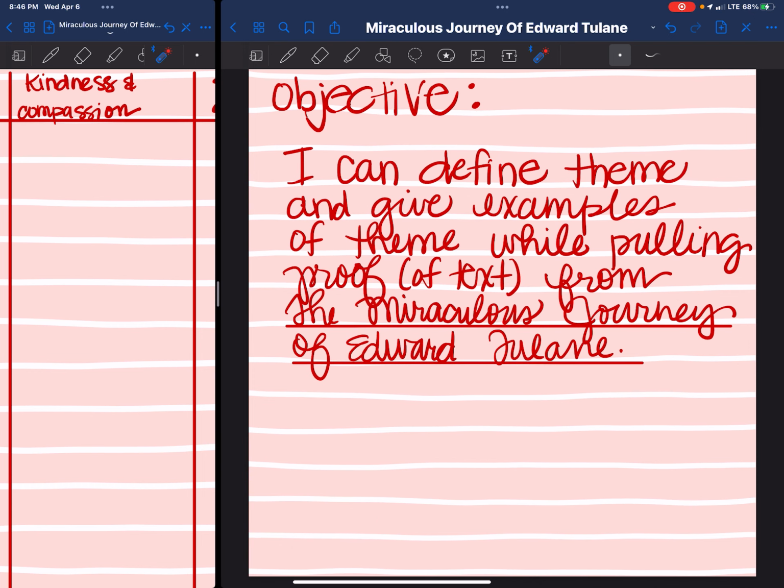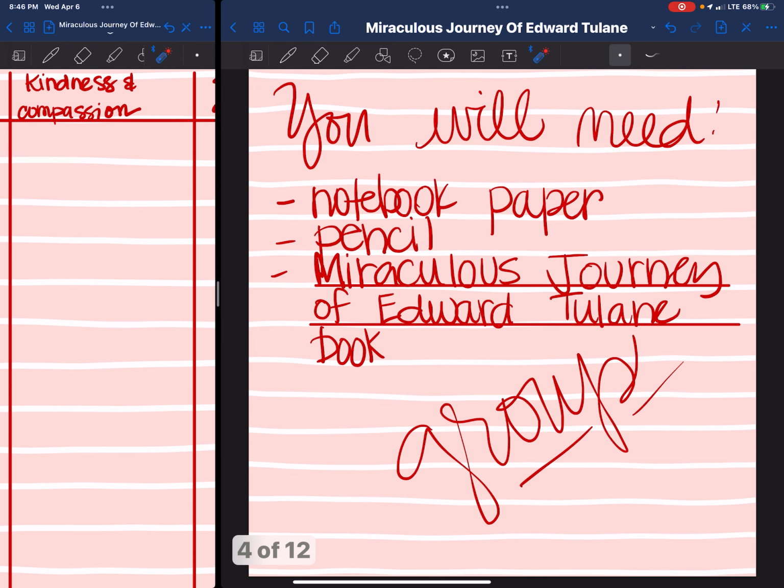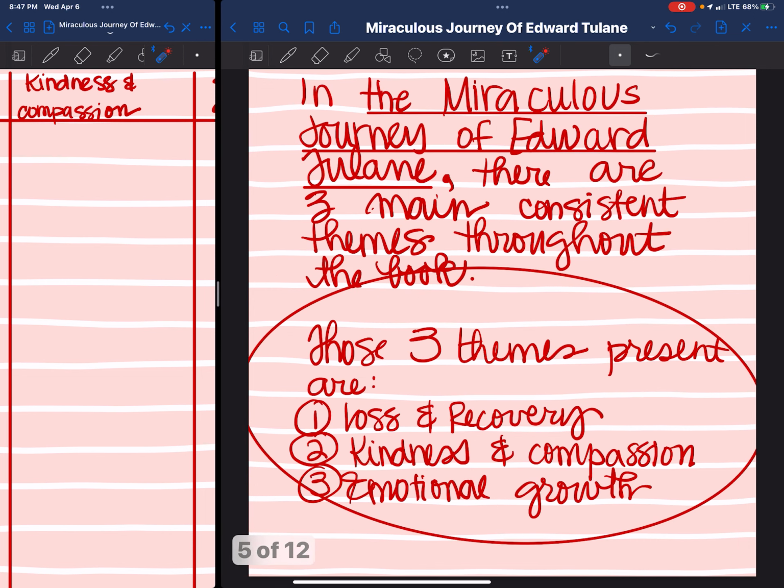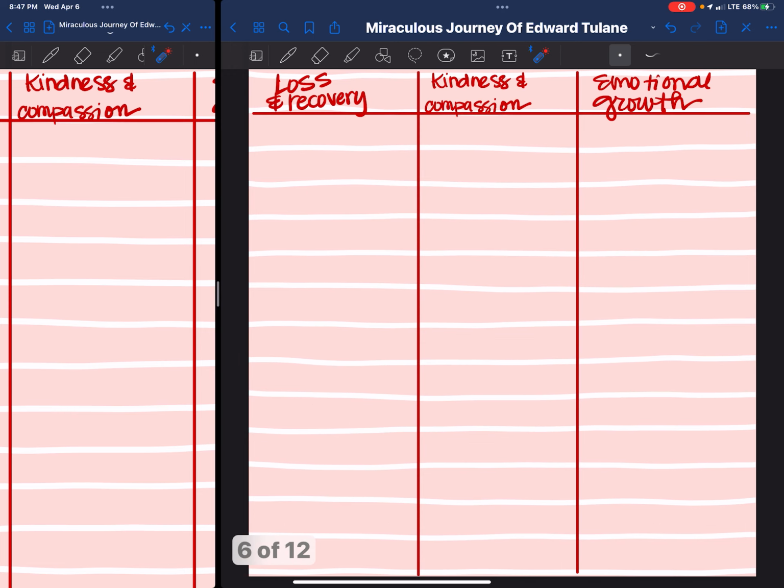Objective: I can define theme and give examples of themes while pulling proof from my text. You'll need notebook paper, pencil, and your book. Again, there are three main consistent themes: loss and recovery, kindness and compassion, and emotional growth.